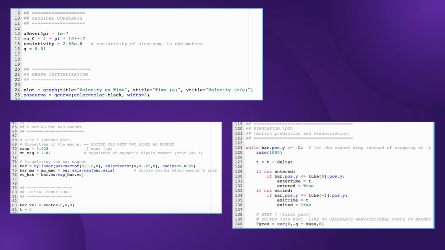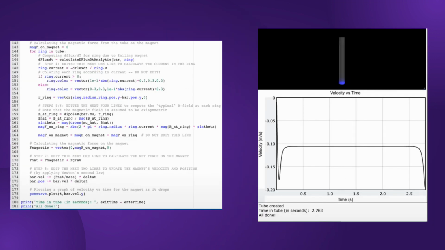And all this information is used to calculate the gravitational, magnetic, and net forces on the magnet, update the magnet's position and velocity, and calculate the amount of time the magnet is in the tube and print the total time. In the second experiment, it is again calculating the magnetic force on the magnet and all the things I mentioned before. And here is the output.